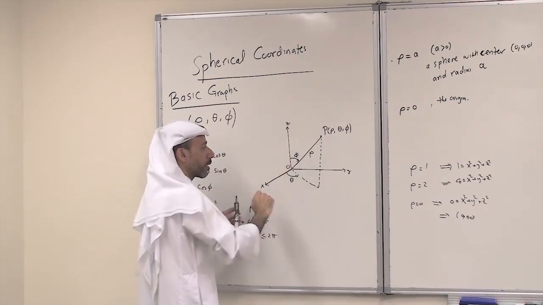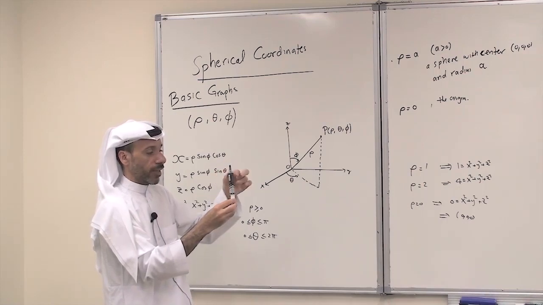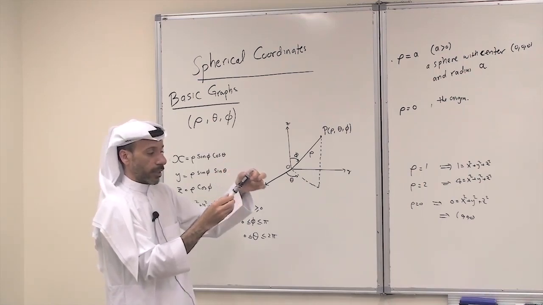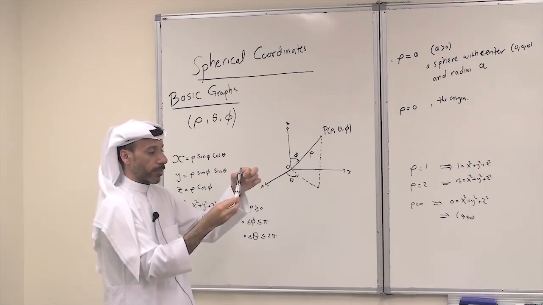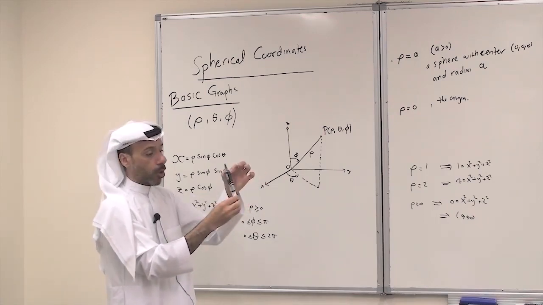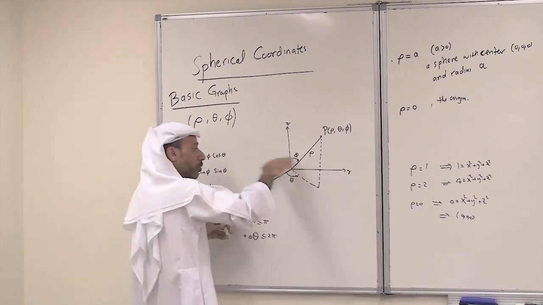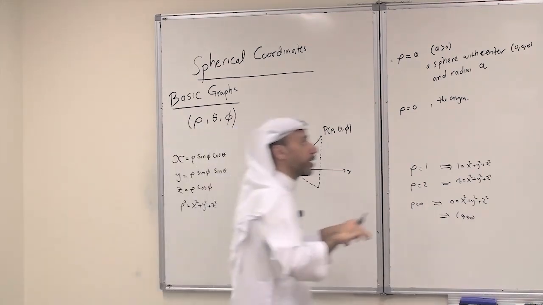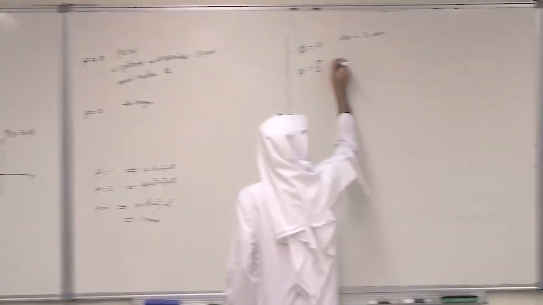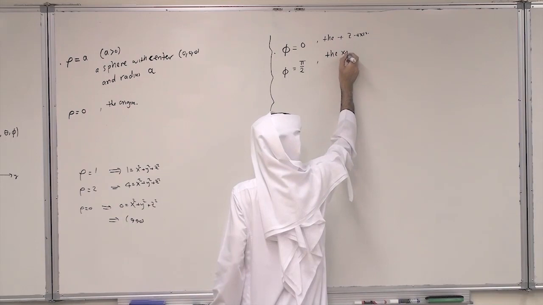This is the positive z-axis. Now, we move an angle of pi over 2, in all directions. Then you will get the points in the xy plane. So here, phi equals pi over 2 gives the xy plane.